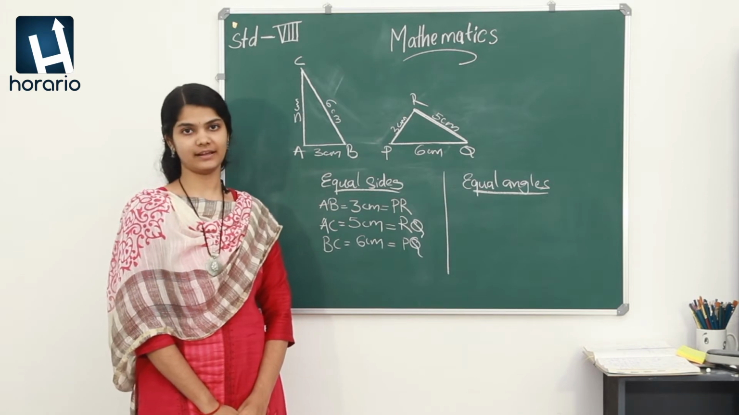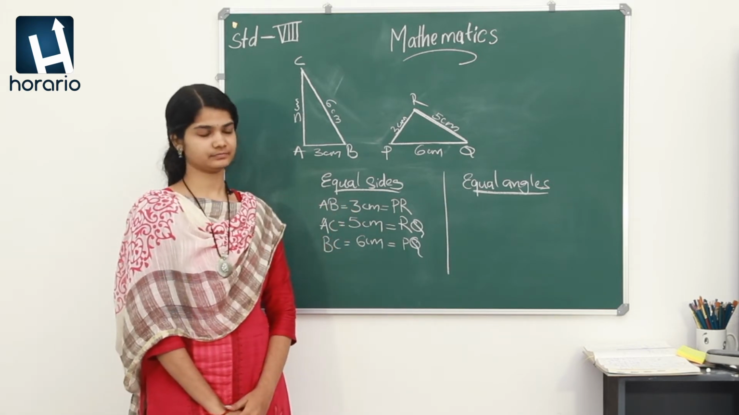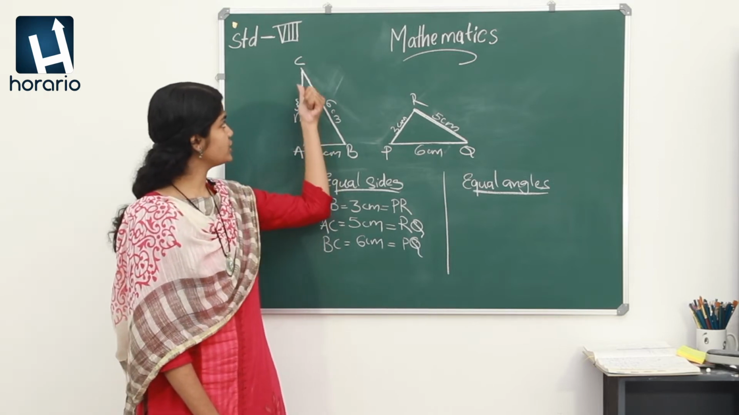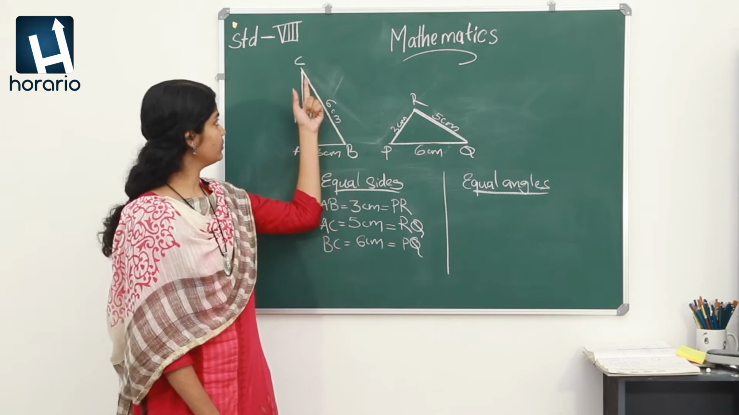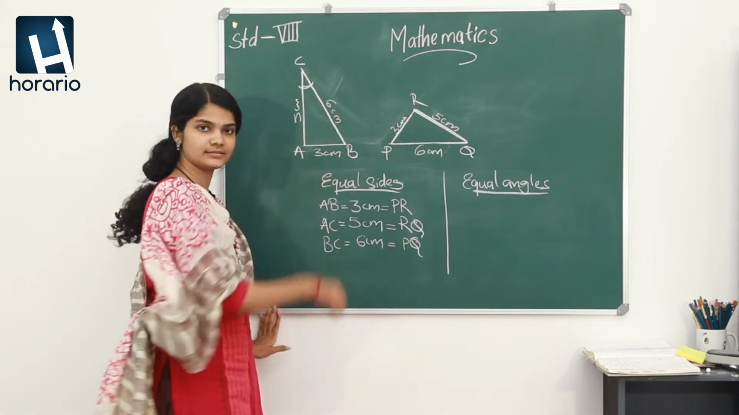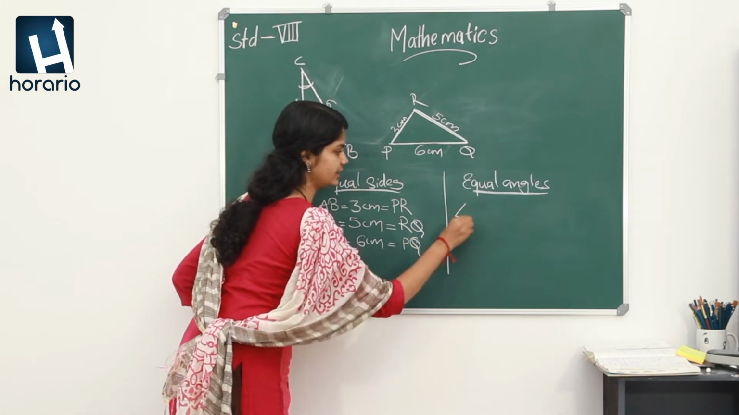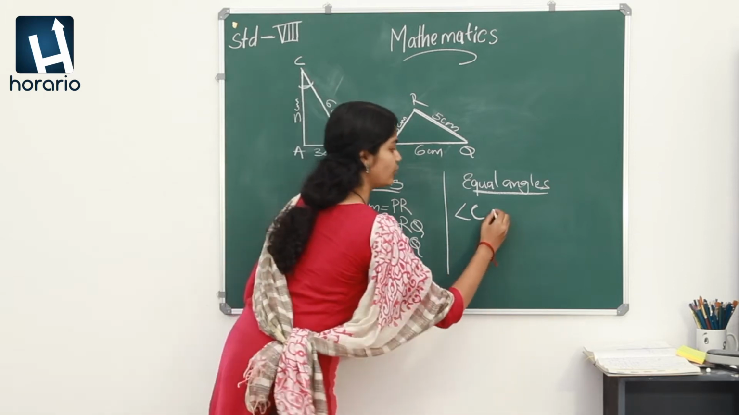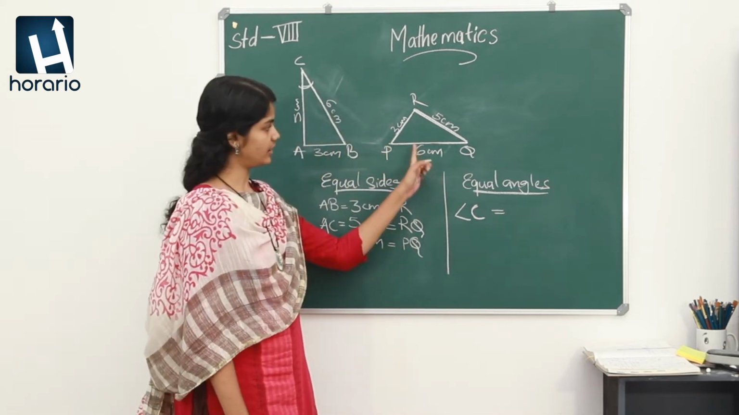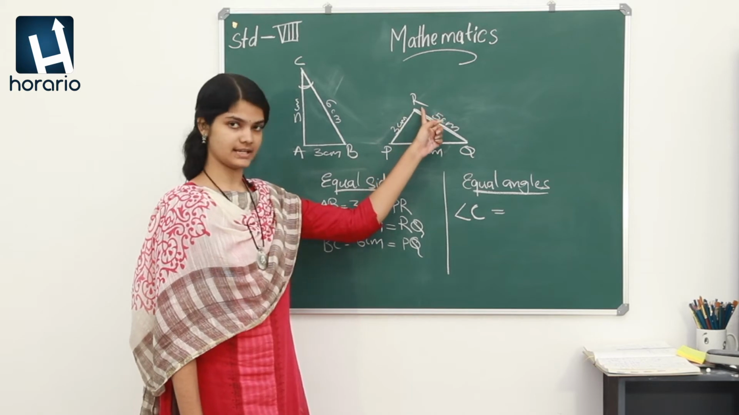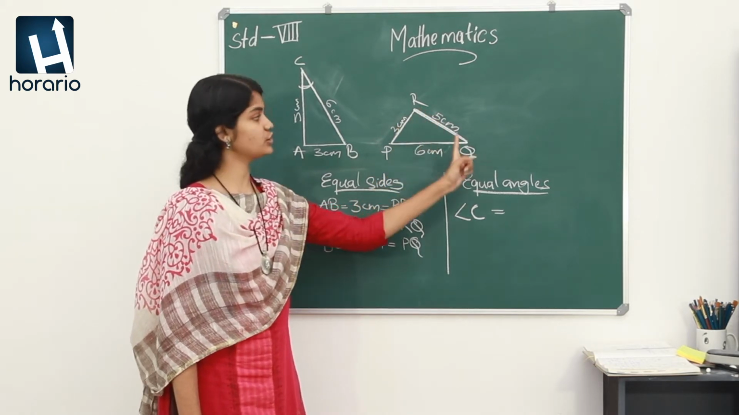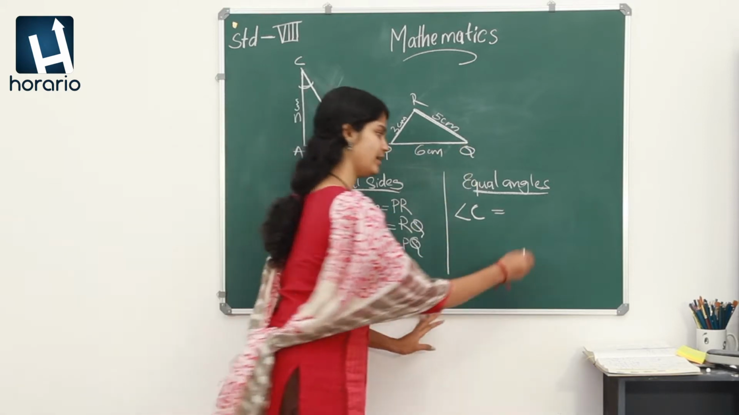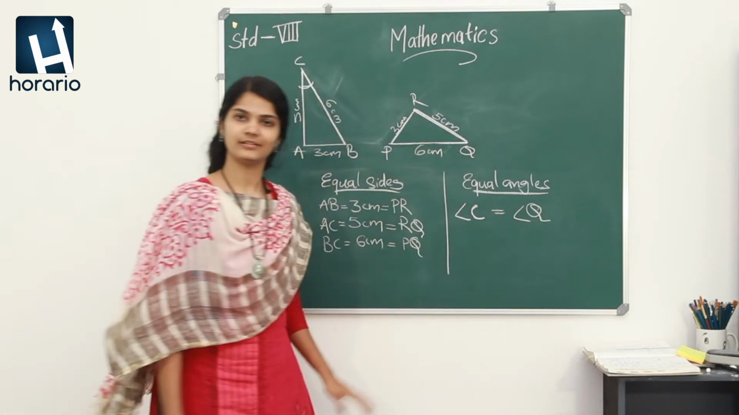For finding equal angles, we require equal sides. Here AB is 3 centimeter and the angle opposite to the 3 centimeter, that is AB, is C, right? Angle C. I am writing here angle C, and the angle equal to angle C is here: PR is 3 centimeter and the angle opposite to PR is Q. So, we can write angle C equal to angle Q.